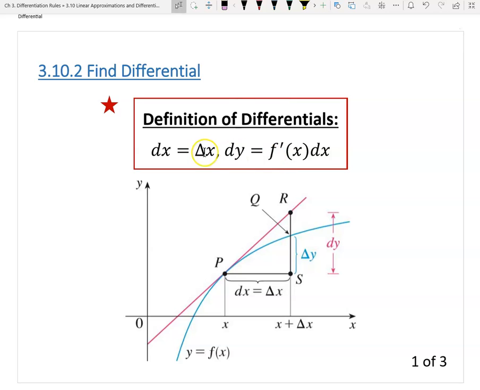It looks very strange for us. However, if I change the second equation into another one, you will find it very familiar. If we divide both sides of the second equation by dx, what do we get? We get dy over dx equals the derivative f prime at x. This should be very familiar, right? The left is the Leibniz notation, the right is the prime notation. Of course, both tell us the derivative of the function at x, which means they are consistent.